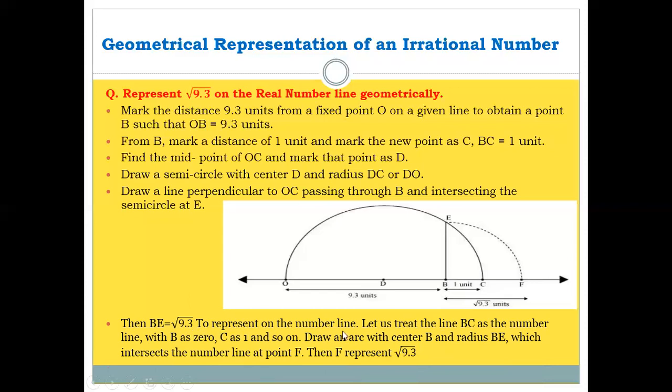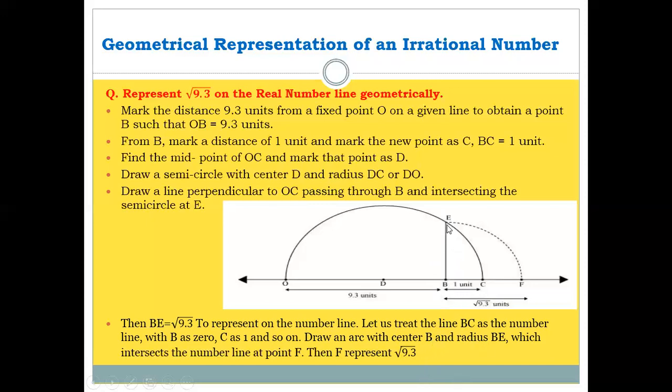To represent on the number line, let us treat the line BC as the number line with B as 0. So now you consider B as your initial 0, the starting point of your number line, and BE here, we have geometrically, there is a proof of this. BE is equal to root 9.3.